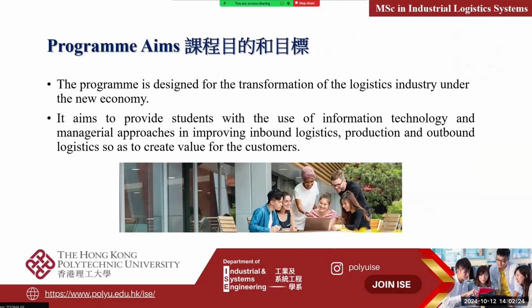This slide shows the program aim. Actually, this program is designed for the transformation of the logistics industry in the new economy. As you can see, the title of our program is different from some other programs about logistics management, logistics engineering, or supply chain management. We have one keyword: industrial. We would like to provide our students with active information technology and also the manual approach to solve the real problem in industrial engineering.